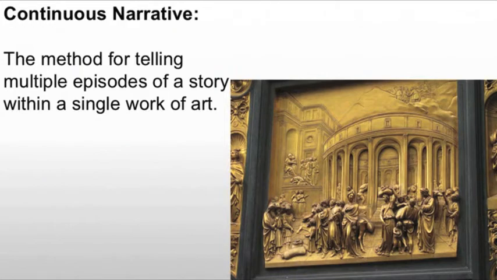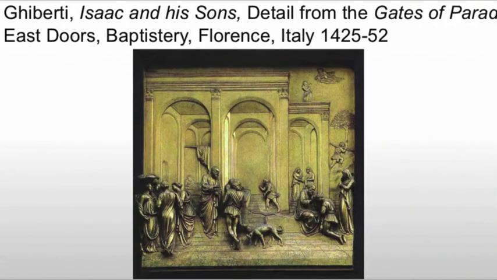He's going to take one story and give us multiple parts to it so that we can better relate, we can better understand. Once again, he also uses shallow engraving and detail to create a sense of atmospheric perspective to go along with the scientific or linear perspective that he's working with in the piece. And we're going to be focusing on Isaac and his sons by Ghiberti. This is one of those panels from the Gates of Paradise.